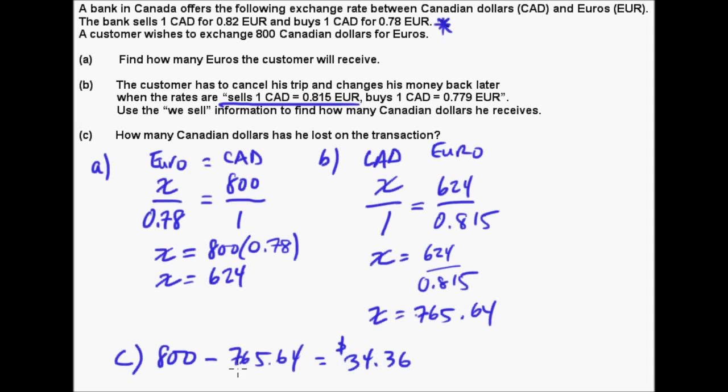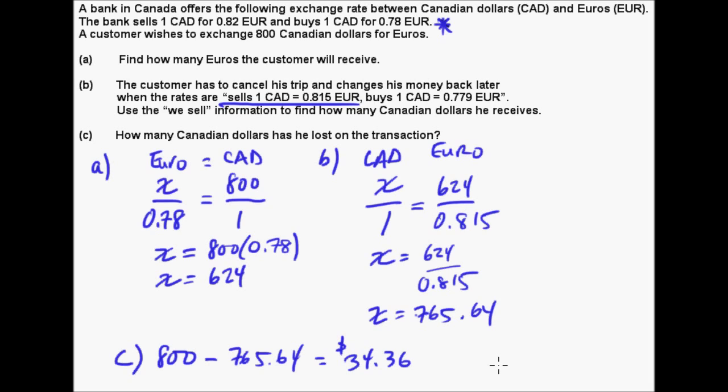I mean, he started with 800, so it's not quite 5%, but that's a little over 4% of the money lost just by exchanging the money twice. And that's what you'll see generally worldwide. The rate may not be that bad, but you are going to lose money, and you should shop around to try and get the best rate. So anyway, I hope that helped out.